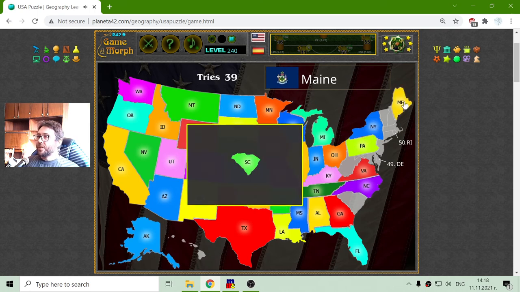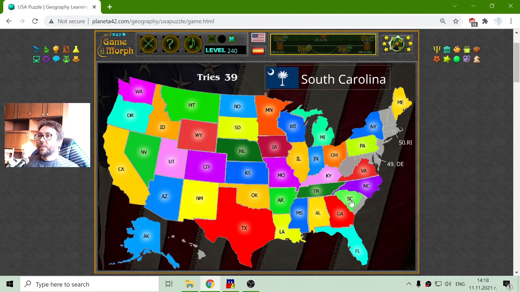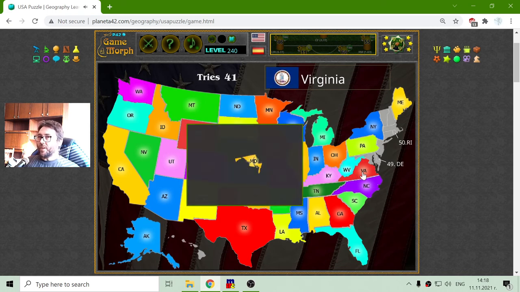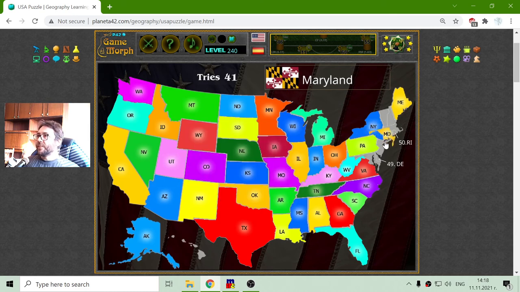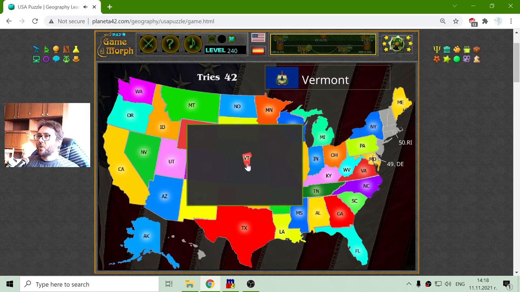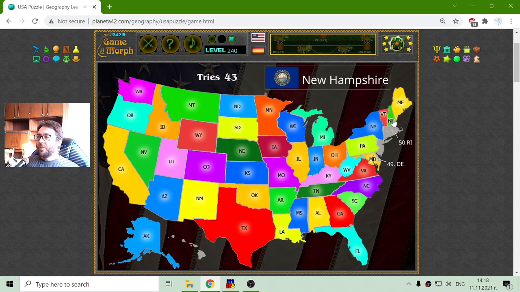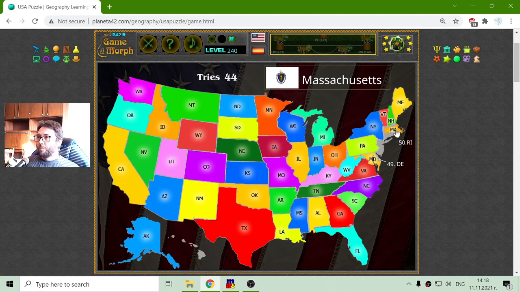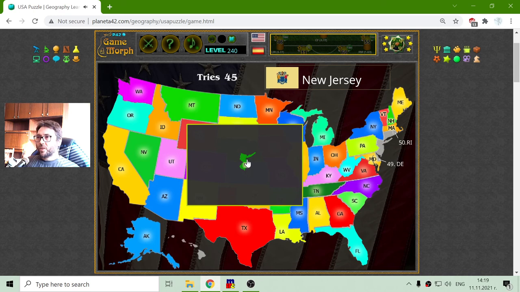Maine. Right here on the top. And this is South Carolina. So, North Carolina and South Carolina. That should be West Virginia, right west of Virginia. And the state of Maryland. Maryland is this location. Now there are a few smaller states like Vermont. New Hampshire. Okay. Massachusetts, New Jersey.